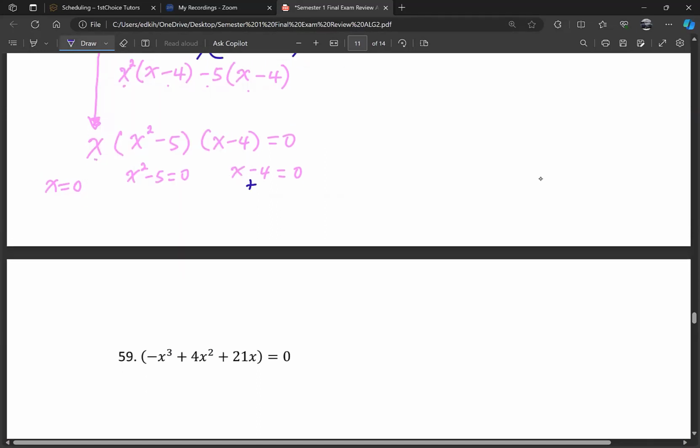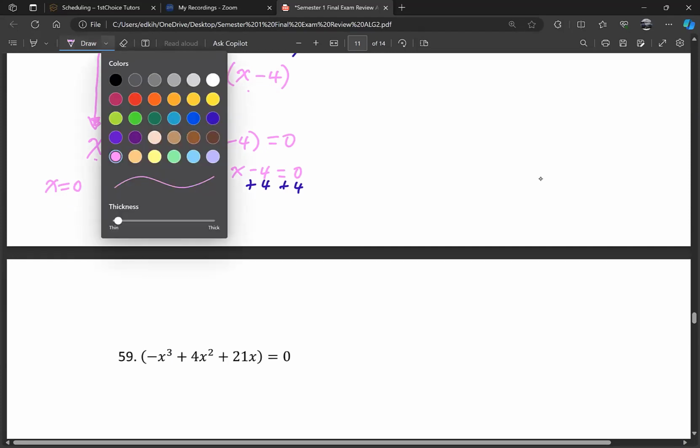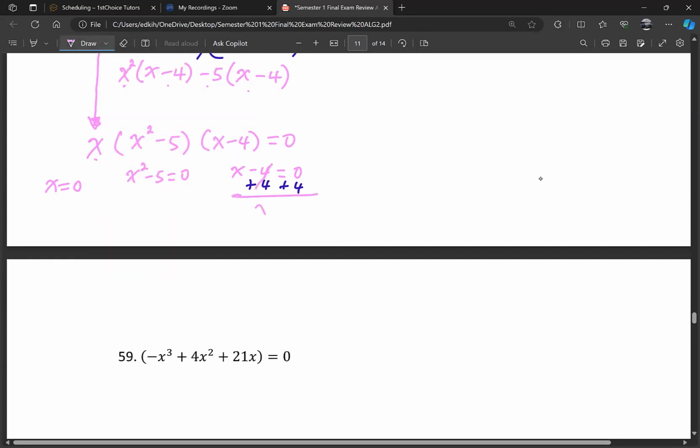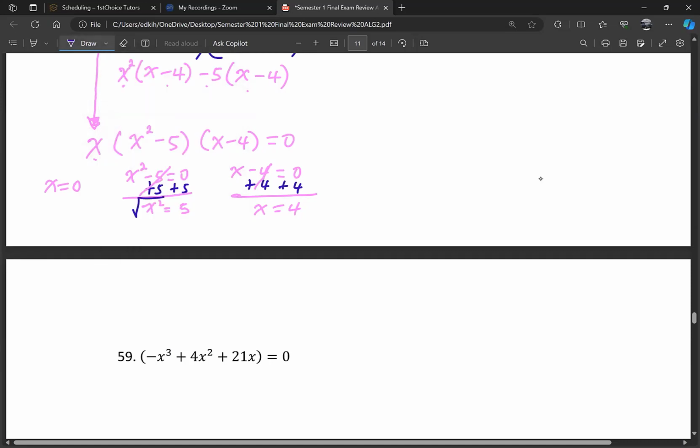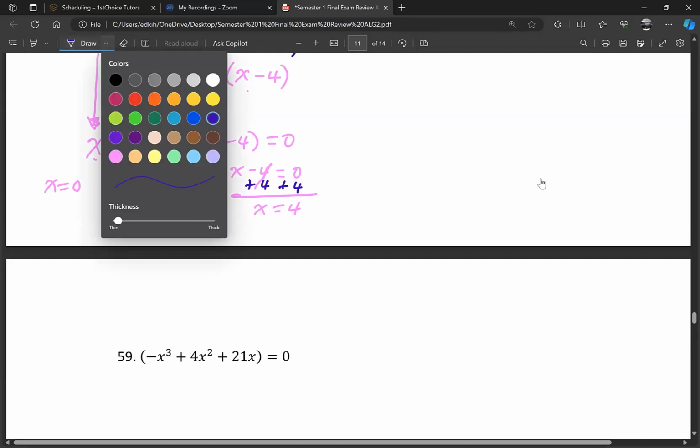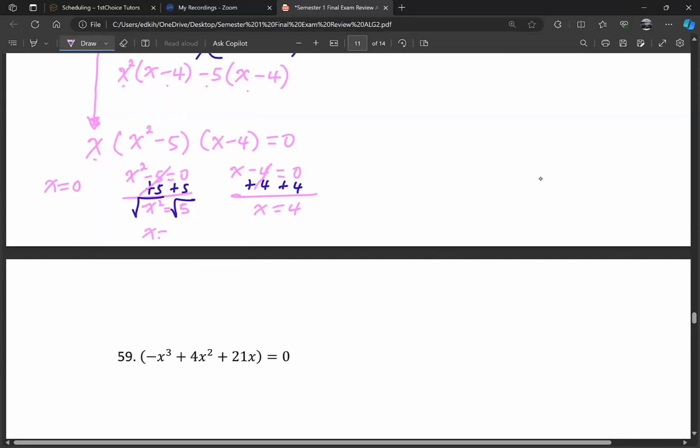So for this one, I'm going to add 4 to both sides. So the 4's, of course, cancel, and we end up having x equals 4. The second one, I'm going to add 5 to both sides. So now these cancel. We have x squared equals 5. But we don't want x squared, we just want x, so you have to square root. And we end up having x equals plus or minus square root of 5.